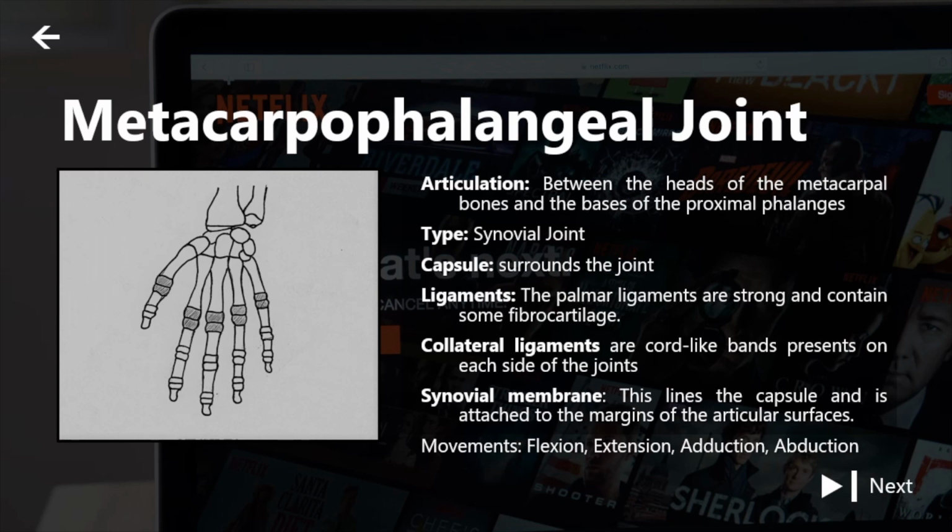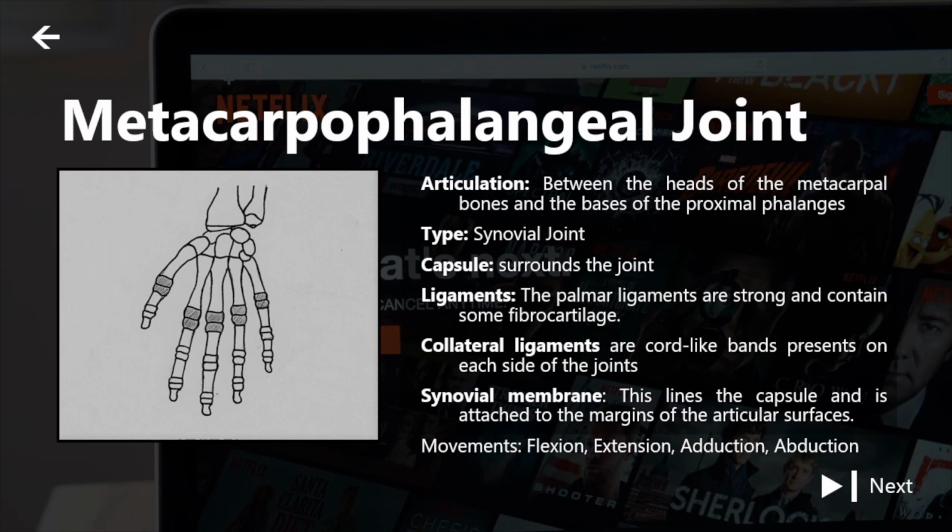fibrocartilage. The deep transverse metacarpal ligaments unite the 2nd, 3rd, 4th, and 5th joints, which holds the heads of the metacarpal bones together. Each passes downward and forward from the head of the metacarpal bone to the base of the phalanx. The collateral ligaments are taut when the joint is in flexion, and lax when the joint is in extension. Synovial membrane: this lines the capsule and is attached to the margins of the articular surfaces.